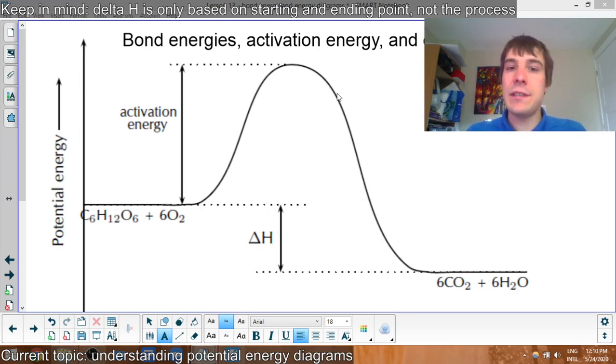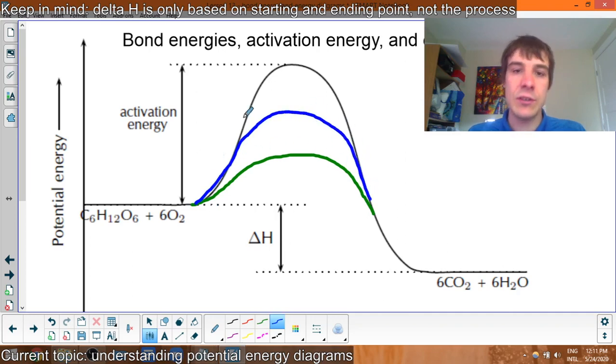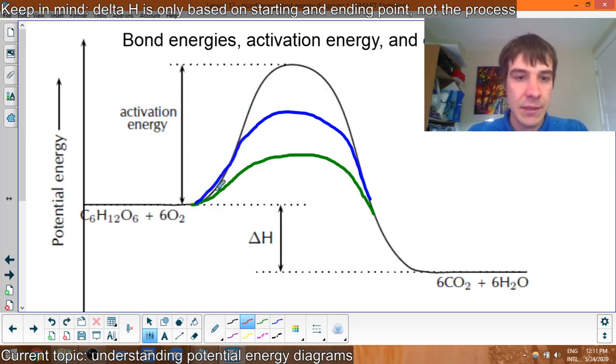But the activation energy does depend on process. So we can actually change the activation energy if we, I don't know, put in a catalyst, or we do it in multiple steps, right? Or do something else. We can have a different kind of bump. You have different activation energies. You could even go multiple steps. That's a bad multiple step thing, actually.